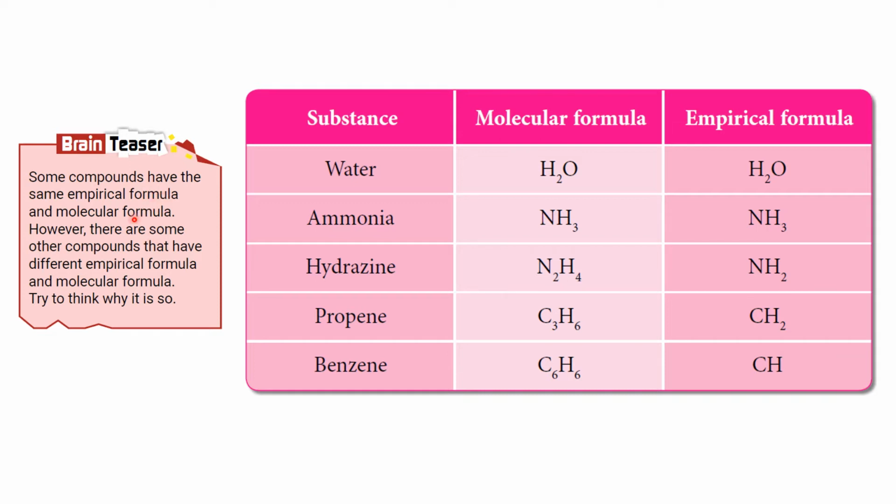Some compounds have the same empirical formula and molecular formula. For example, water and ammonia. You can see the molecular formula and the empirical formula are the same. For example, water, both are H2O. Ammonia is NH3. However, there are some other compounds that have different empirical formula and molecular formula. Try to think why it is so. For example, hydrazine, propane and benzene. Take a look at this.